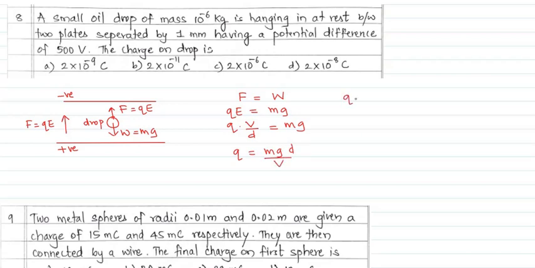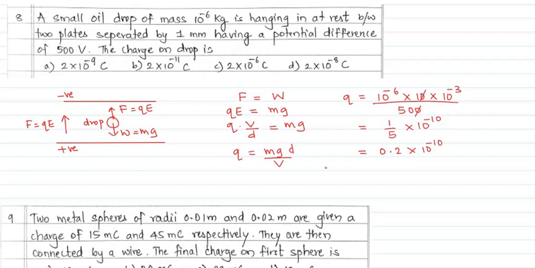Now substitute the values. Mass 10 raised to minus 6 kg. G I will take as 10. Separation between plates is 1 mm, means 1 into 10 raised to minus 3, whole divided by V. V is 500. So simplify, you will have the answer. So 1 zero gets cancelled. So this is 1 by 5 into 10 raised to minus 9. This 1 10 will go to the numerator, you will have 10 raised to minus 10. So 1 by 5 is 0.2 into 10 raised to minus 10.